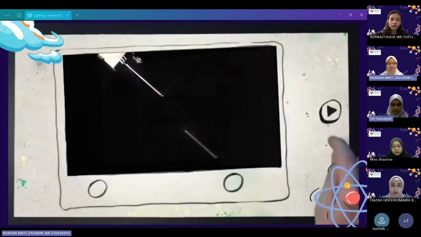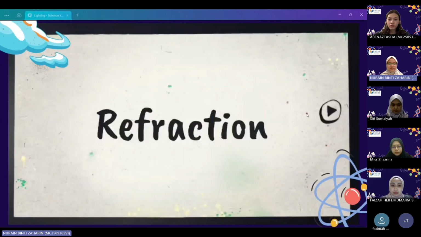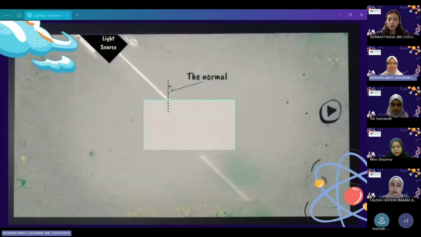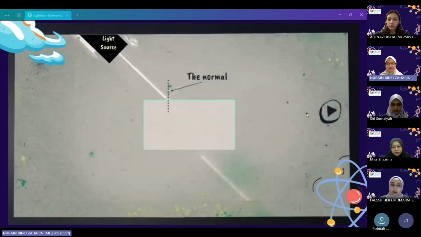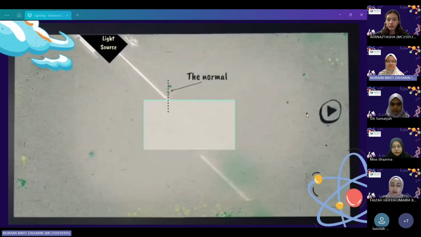This bending of light is known as refraction. We can say that the light is refracted. Here you can see the normal drawn at a right angle to the surface of the plastic block. And when we talk about angles of reflection and refraction, we describe them relative to this line.